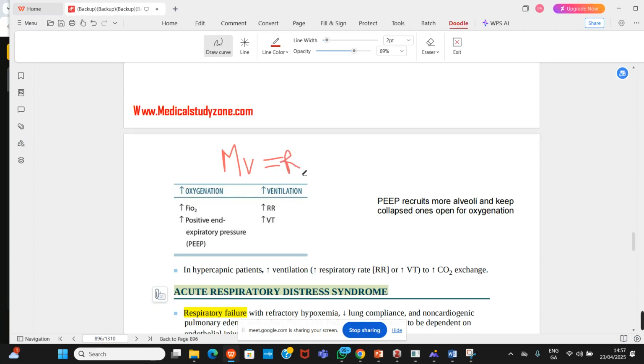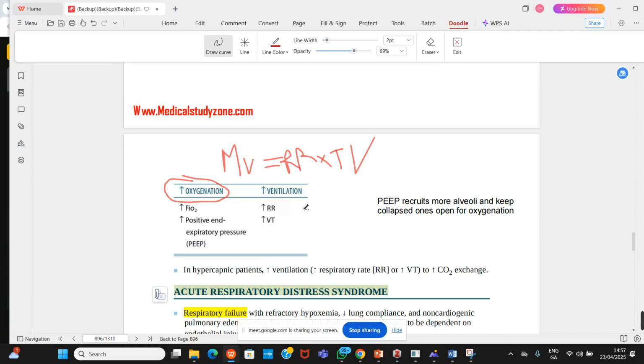From our step 1, we have said it already that minute ventilation equals the respiratory rate times the tidal volume. So if we increase respiratory rate, minute ventilation is going to increase. If we increase tidal volume, minute ventilation is going to increase. It is as simple as that. But for oxygenation, don't confuse the two. There's a difference between ventilation and oxygenation.